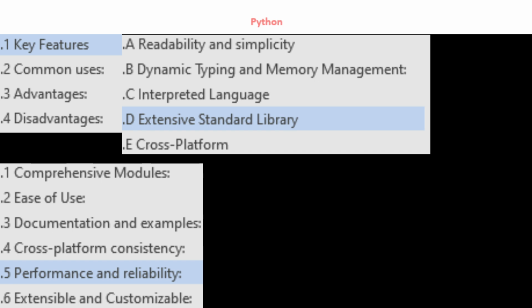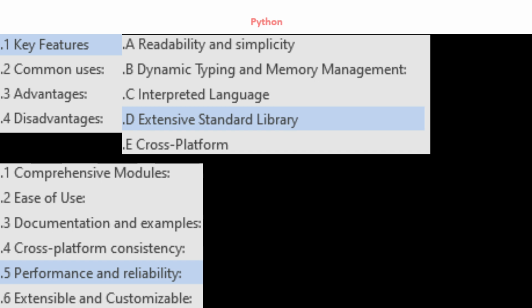Optimized for performance. Many modules in the standard library are implemented in C, offering performance advantages while maintaining Python's ease of use. Example: the re module for regular expressions is implemented in C, providing fast pattern matching capabilities.